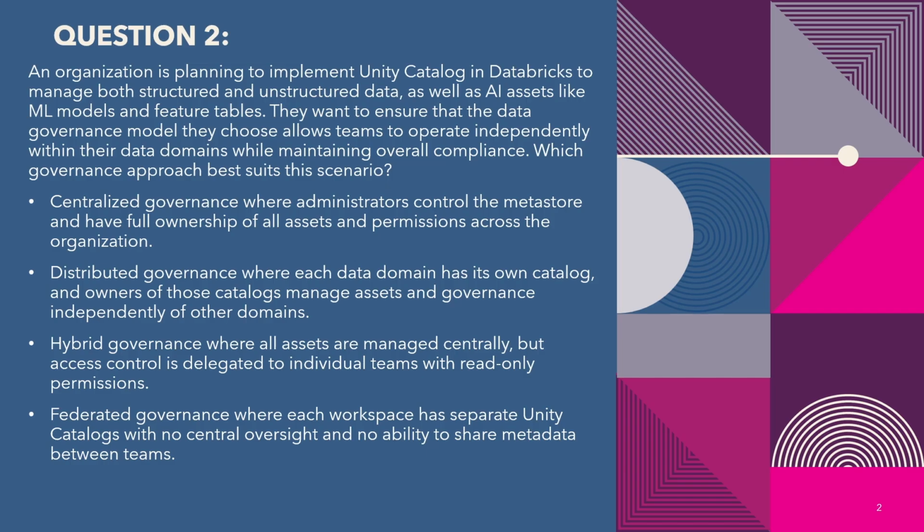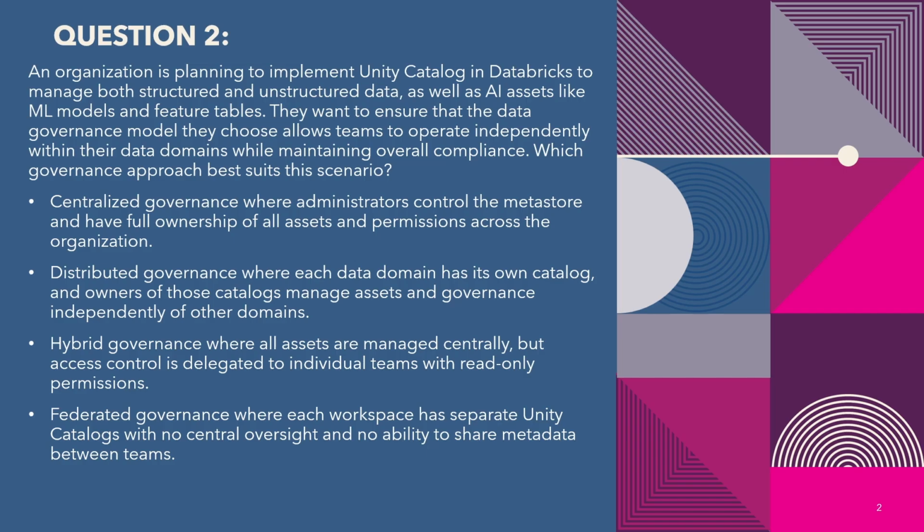Let's pause for a moment. Let's look into the first question. Which approach actually allows teams to operate independently while keeping governance and compliance intact? Now, this one's really interesting because governance can sound straightforward, but the right model depends heavily on how your teams and data domains operate. Let's break that down together. So let's think about what we need. The organization wants independence for teams, clear ownership, and overall compliance.